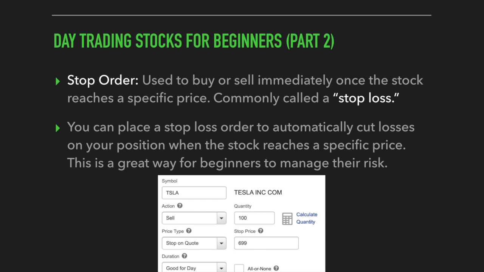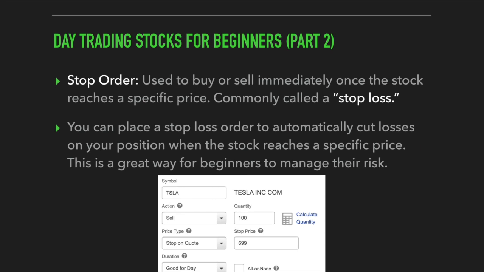So in other words, I highly recommend using stop orders or stop losses when you're getting into trading to allow you to manage your risk without having to do so manually. And the way that stop orders work, if we take Tesla's stock, for example, at the bottom, in this case, we have an order to sell 100 shares with a stop on quote order selected, and we have our stop price set at $699. Now, what that means is if the stock gets all the way down to $699, this order is automatically going to turn to a sell order at the market and is going to immediately exit out of your 100 shares for you.